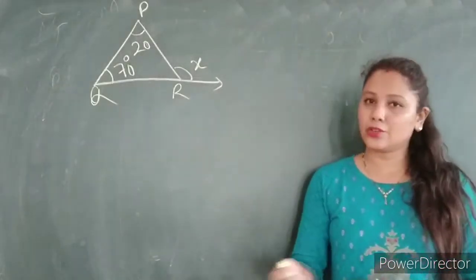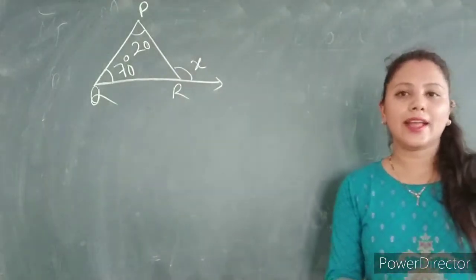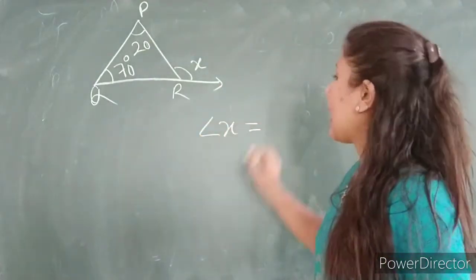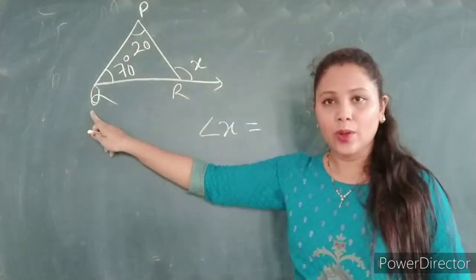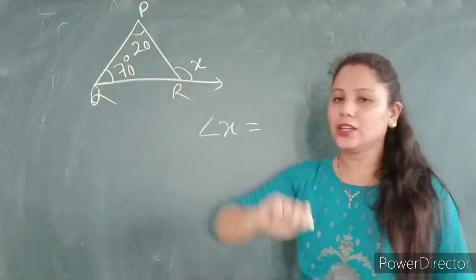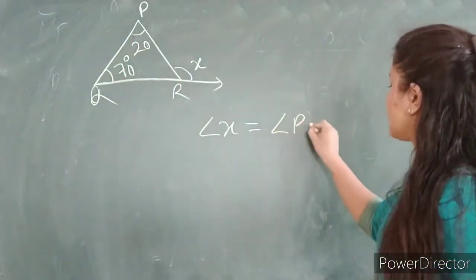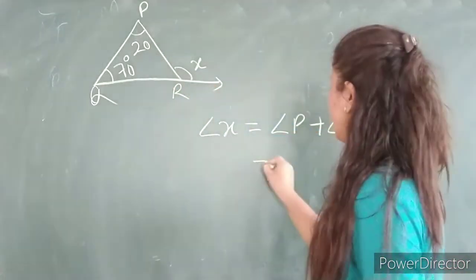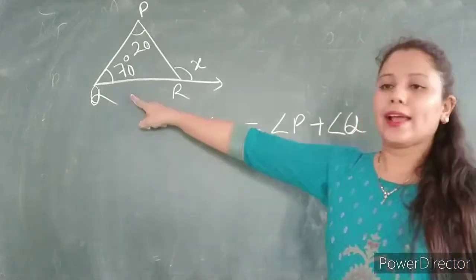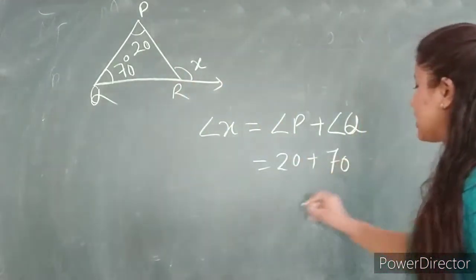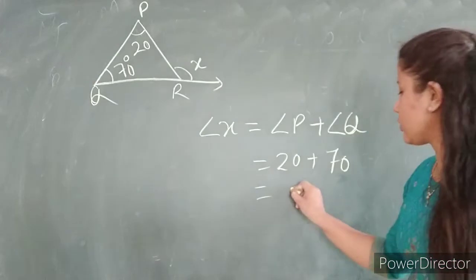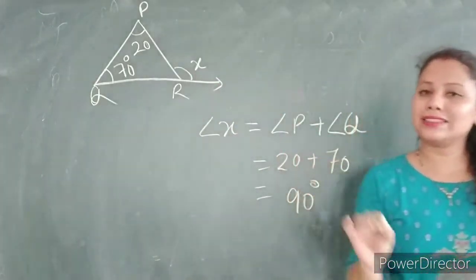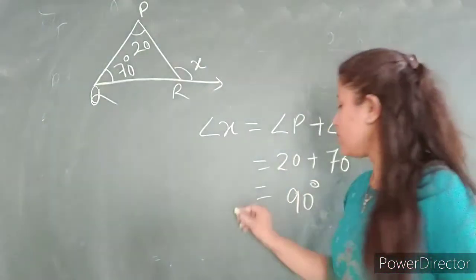Now let's do another question based on the exterior angle property. So here your exterior angle is angle X, the opposite side is PQ and the opposite angles are angle P and angle Q. Clear? So angle X is equal to angle P plus angle Q. What is your angle P? 20. And what is your angle Q? That is 70. So 70 plus 20 is equal to 90. It means the value of exterior angle X is equal to 90.